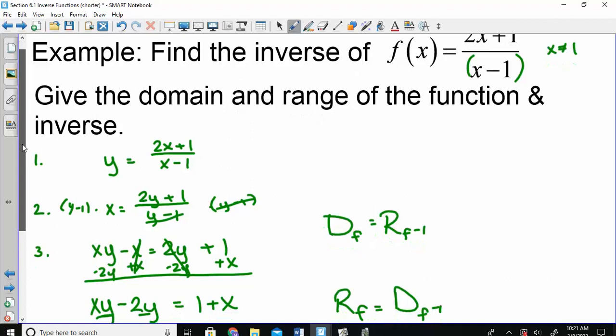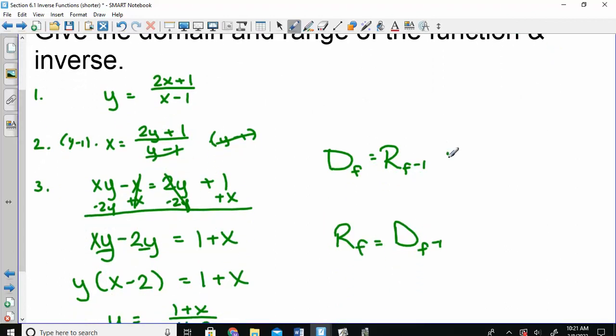Positive 1, right, for the original. So my domain is everything except 1. So it would be negative infinity to 1, union 1 to infinity.